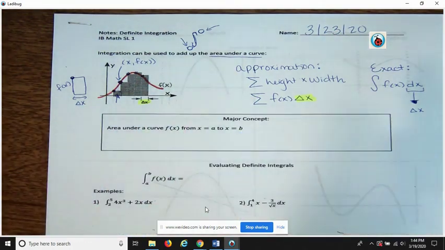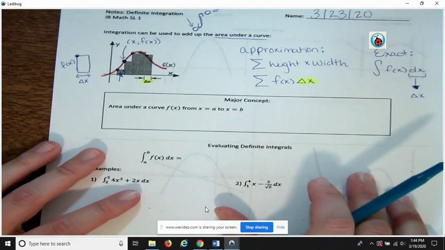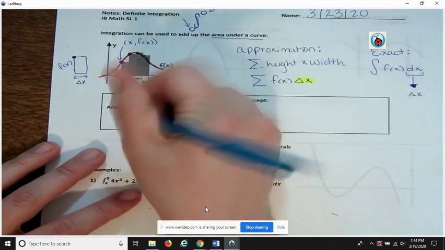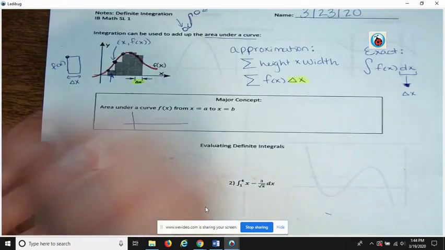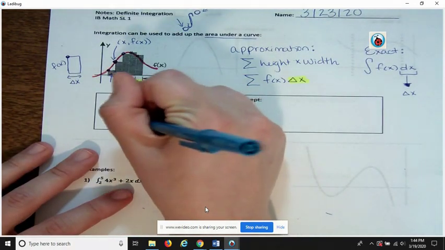Okay, so our major concept here is that we're taking the area under our curve from, sorry, my dog is coming in and wanting attention.